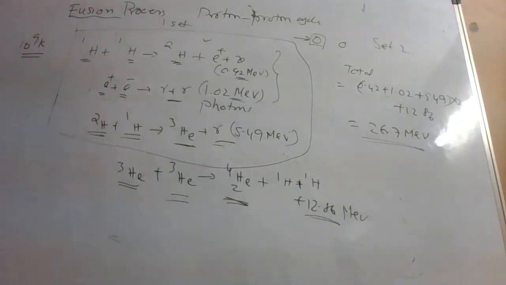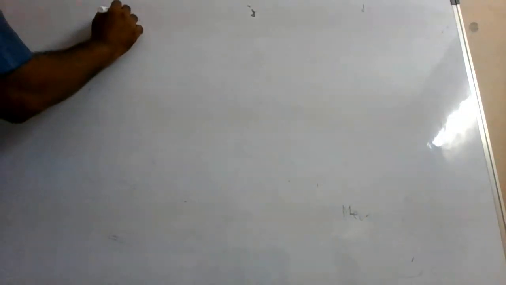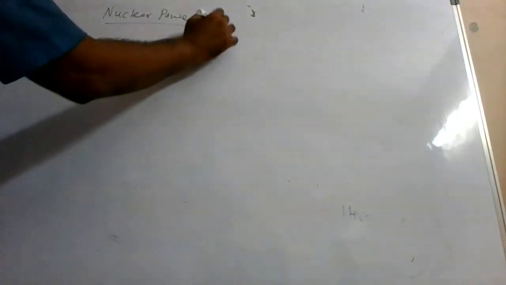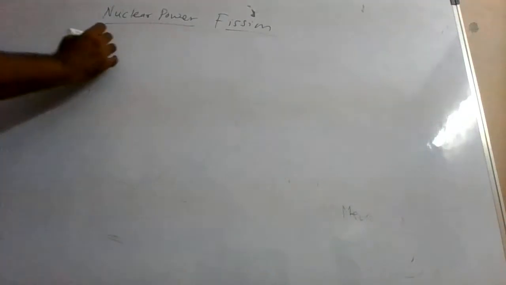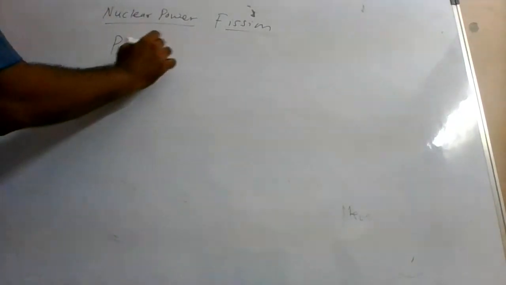One more small concept is left that we will discuss now. Sometimes questions are asked on nuclear power calculations, and basically we are talking here about the fission process. Let us see. Power is defined as work done by time taken, or energy by time.